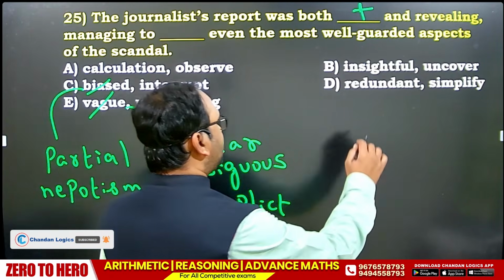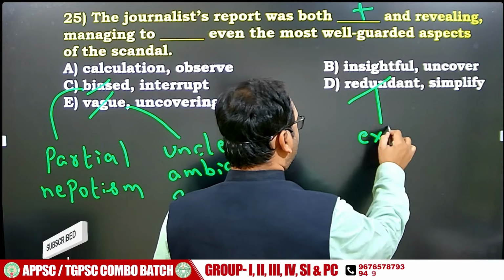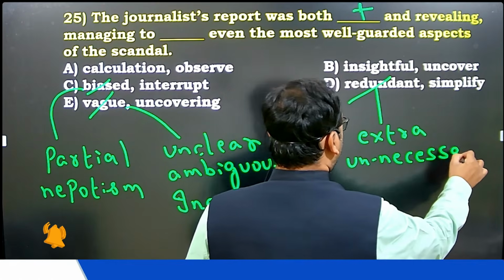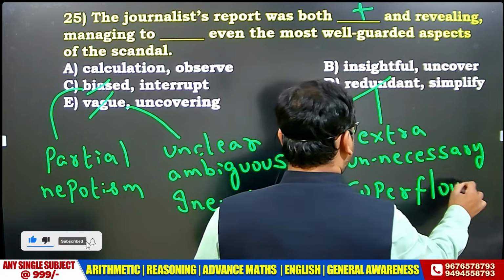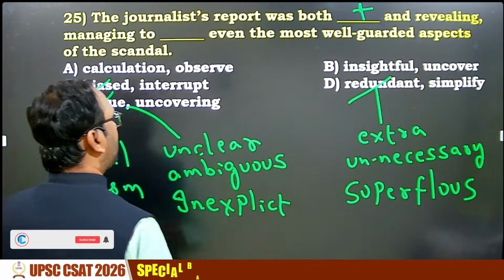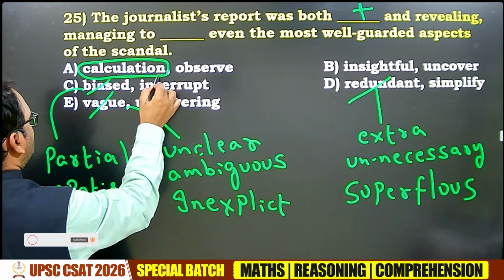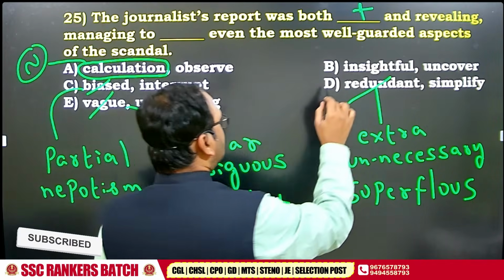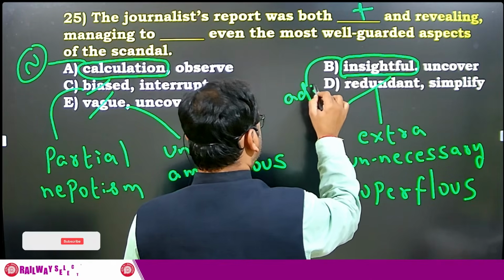And now here there is a word called redundant. This is also wrong because redundant means extra. Redundant means unnecessary. Redundant means superfluous. They are all negative words, correct? Now calculation is a neutral word. Insightful is a neutral word. But the difference is, calculation, what is its parts of speech? It is a noun. And what is the parts of speech of insightful? It is an adjective.